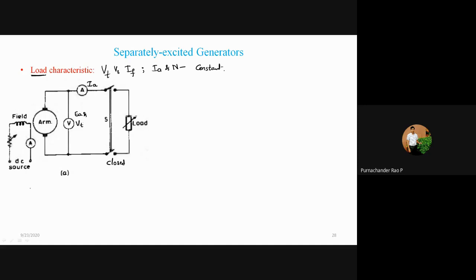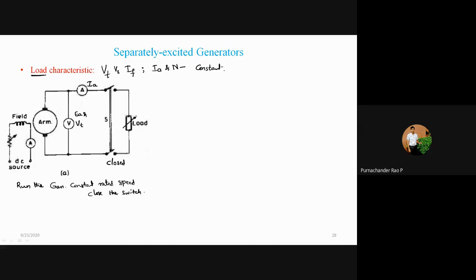So how to get this? How to get these characteristics? Initially we need to run the generator at a constant and rated speed and close the switch. The machine ratings are given. So run the generator at a constant and rated speed, then close the switch.